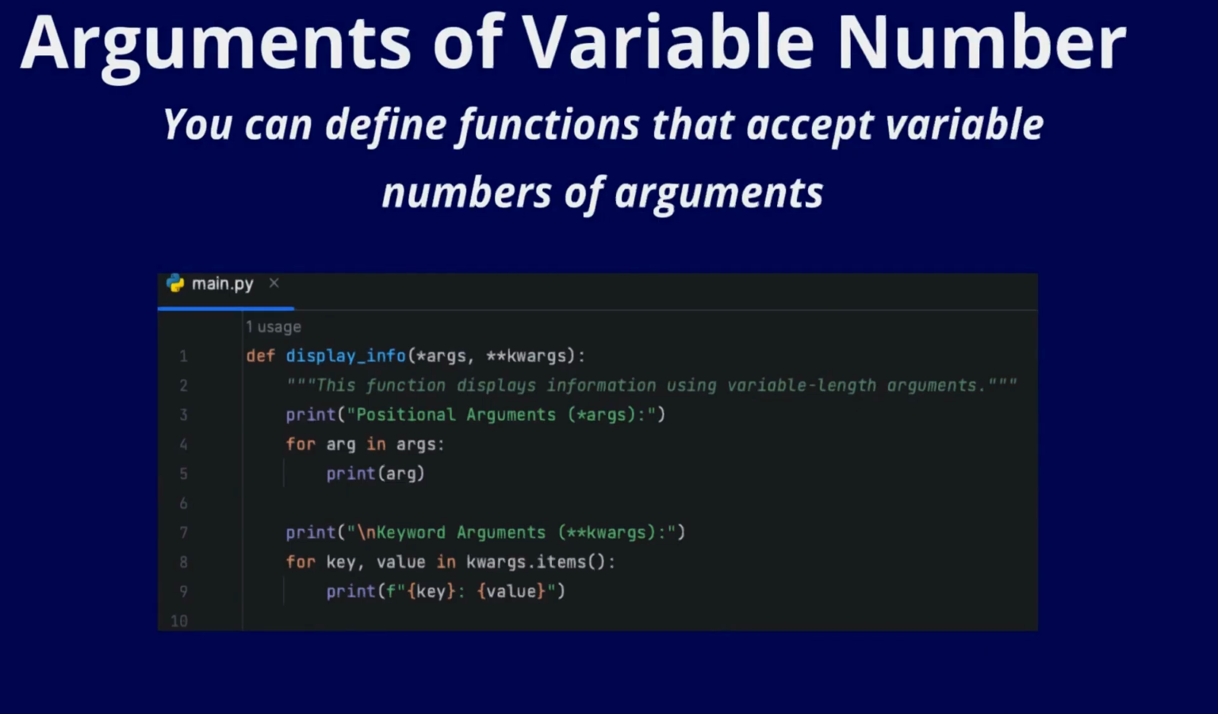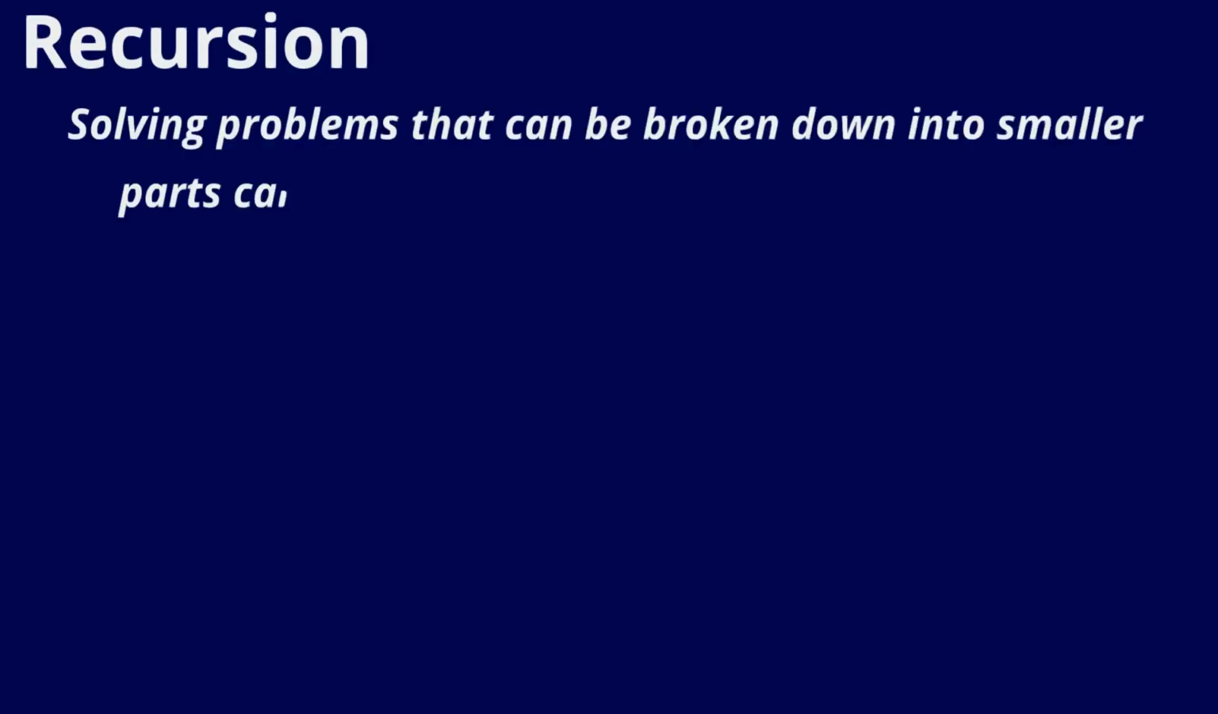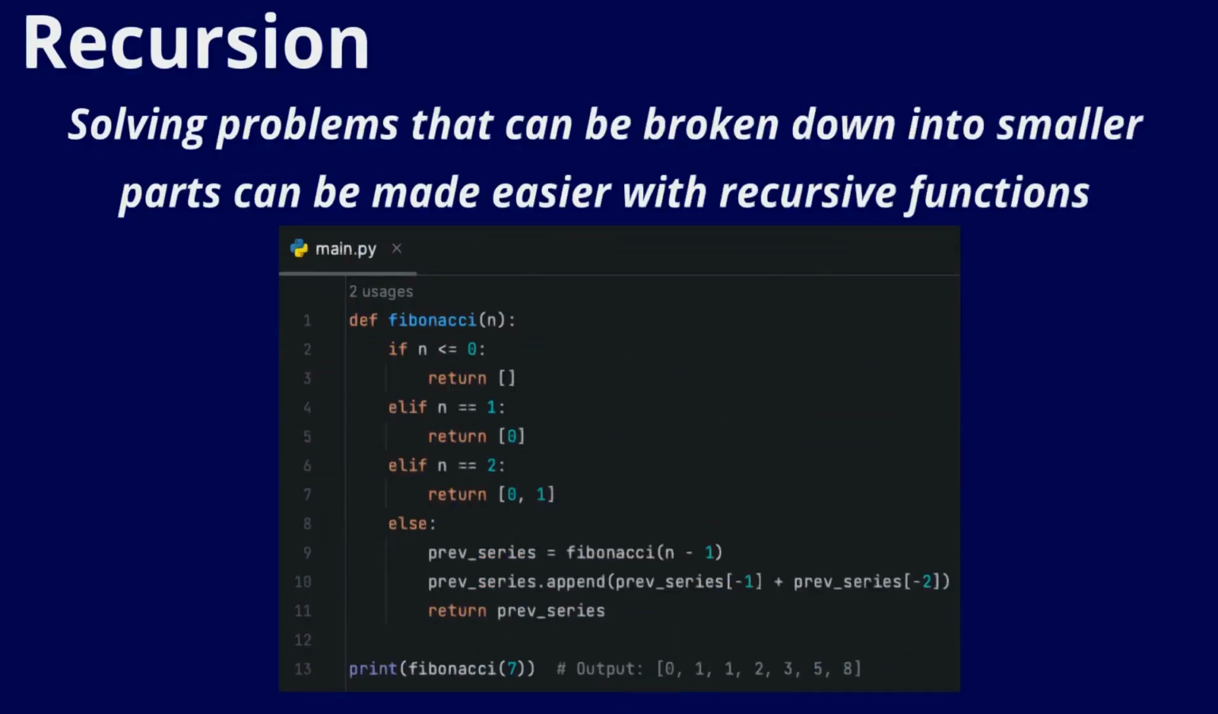Args can be used for non-keyword variable length, and then there are keyword variable length arguments. Number 10. Recursion. Python functions can be recursive, which means they can call themselves. Solving problems that can be broken down into smaller parts can be made easier with recursive functions.